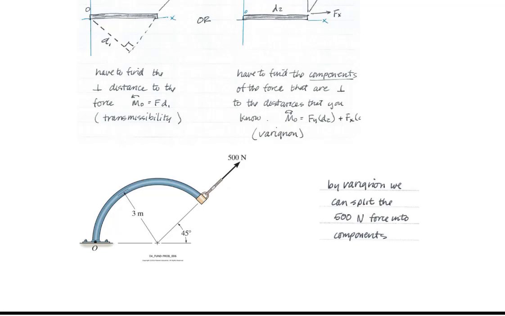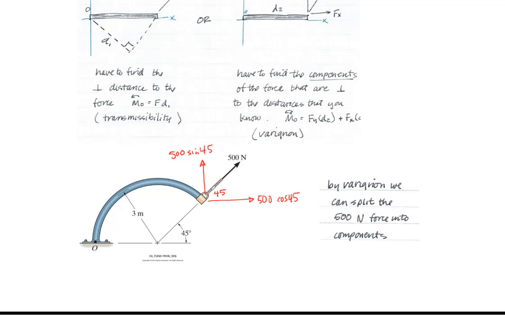We have a force applied to a bar. It's in a curved shape, and let's use Varignon by breaking the force up into its components. So I'll say that there's going to be a component going this way and a component going this way. I have an angle of 45 degrees, and so that means this is 45 degrees. So I'll call this 500 cos 45, and this one would be 500 sine 45.